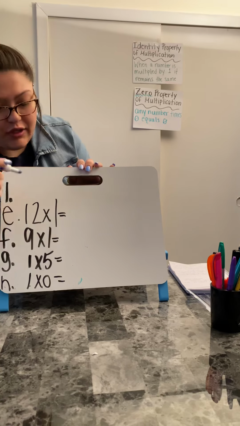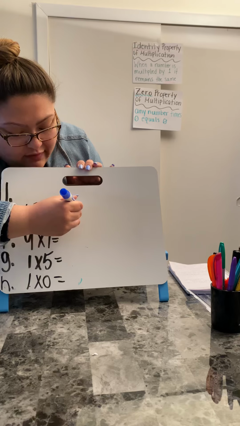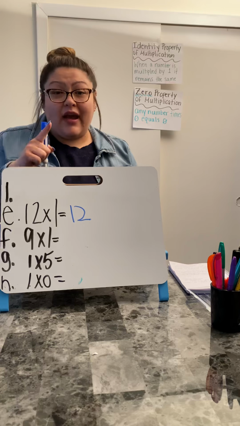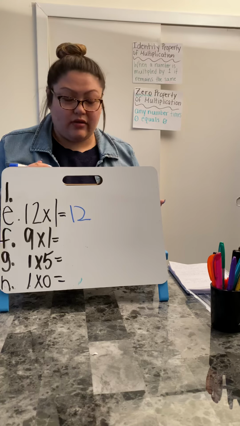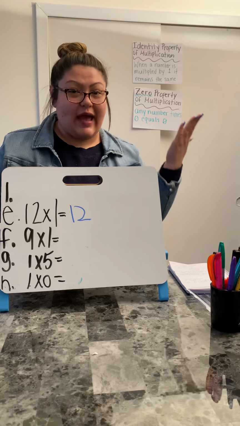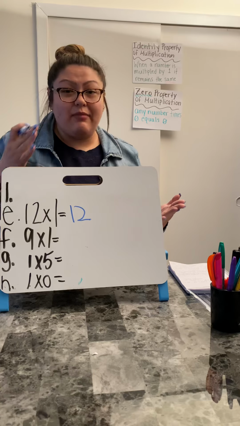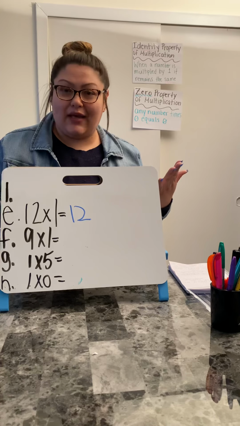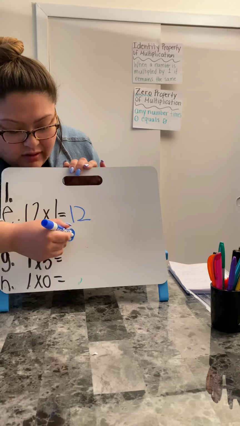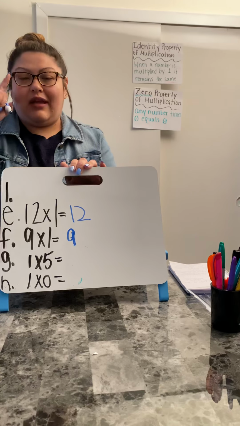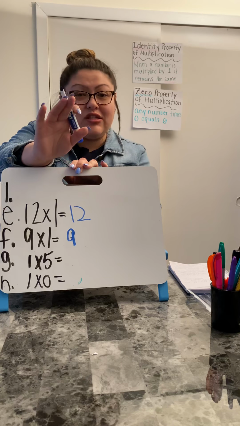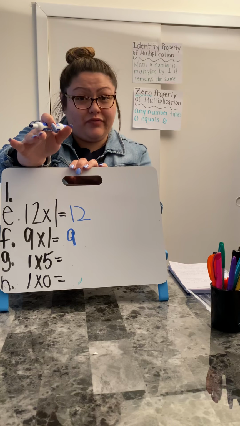Okay? And you all know that 12 is my favorite number. The next one says 9 times 1. 9 times 1, pretty easy, right? Because anything that is multiplied by 1 remains the same. Okay, so 9 times 1 is 9. Now, I'm going to give you a couple seconds. I want you to try the next two by yourself.